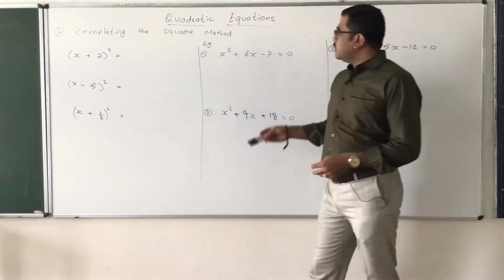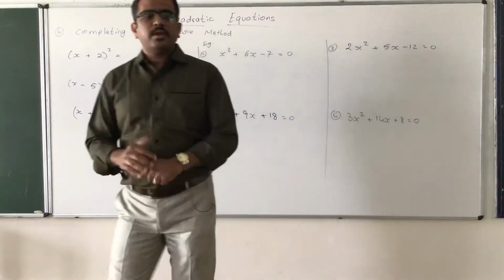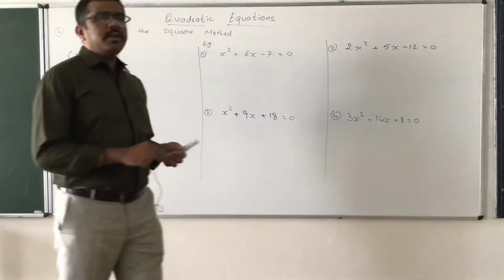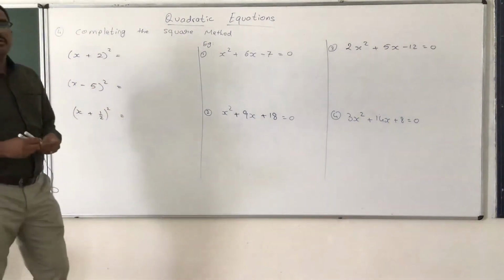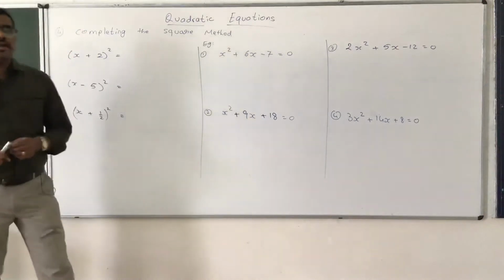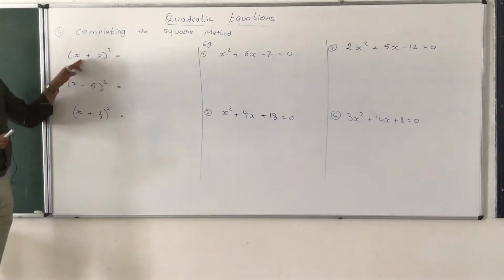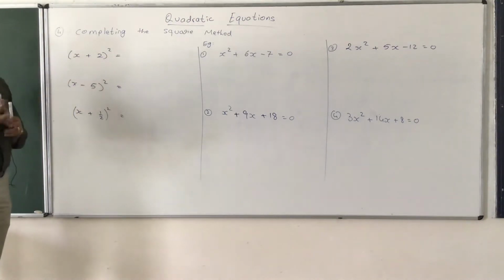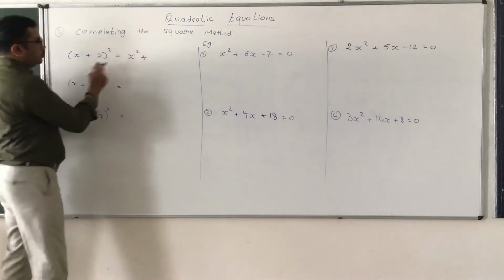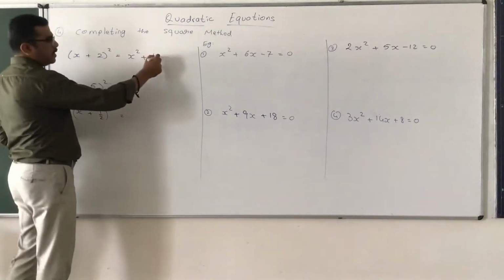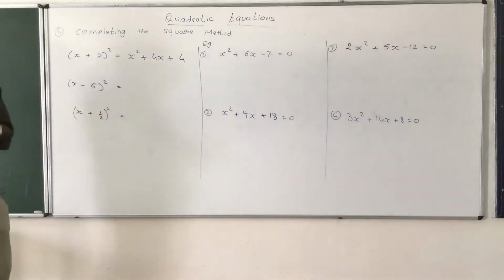Okay, now we will see how to solve the quadratic equation using the completing the square method. Now, completing the square method deals with the identity of (a plus b) the whole squared or (a minus b) the whole squared. We very well know what x plus 2 the whole square is. It is x squared plus 2ab, that will give you 4x, plus b squared, that is 4.